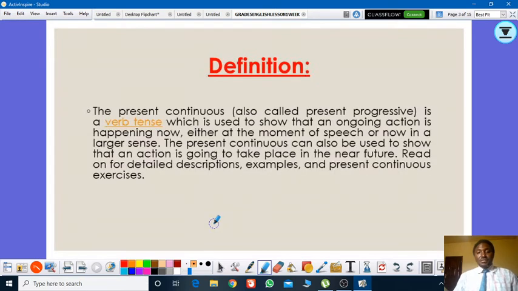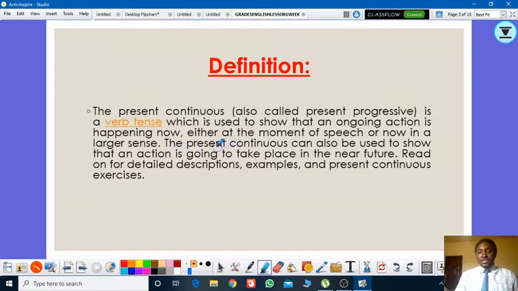And so the next step is the definition of this tense. What is present continuous tense? The present continuous tense is also known as the present progressive tense. It is a verb tense which is used to show that an ongoing action is happening now, an action that is continuing or progressive at this very moment, either at the moment of speech or now in a larger sense.